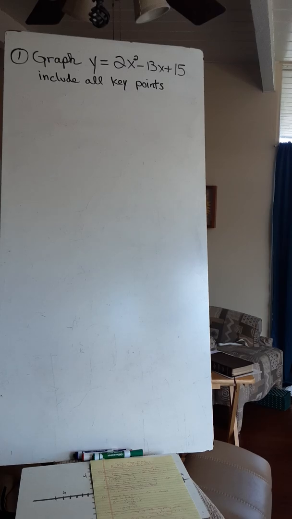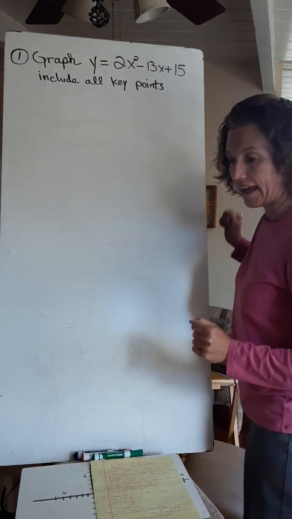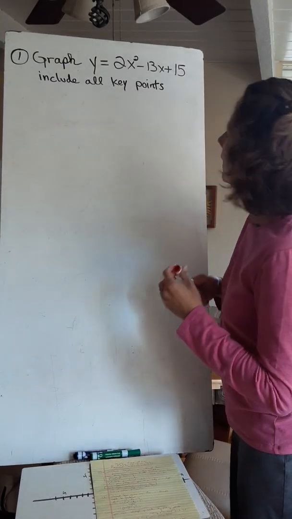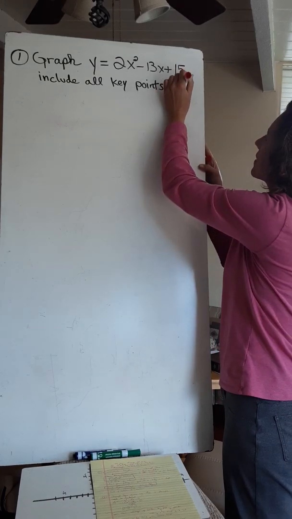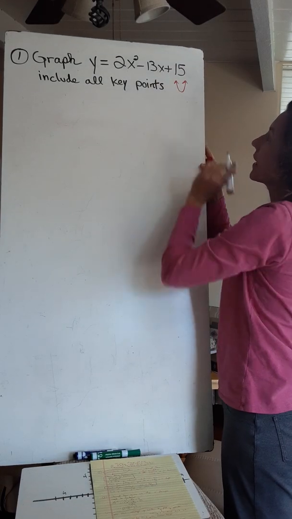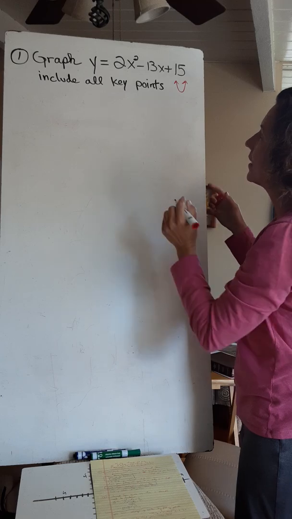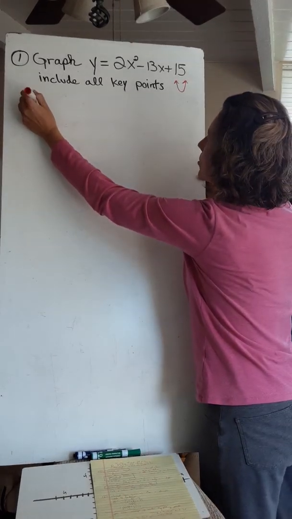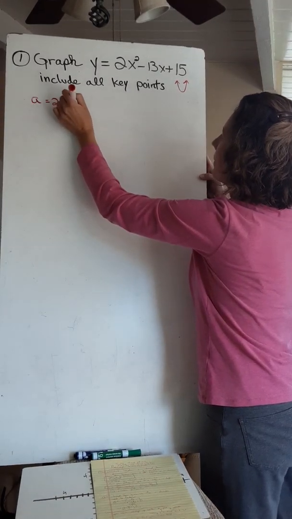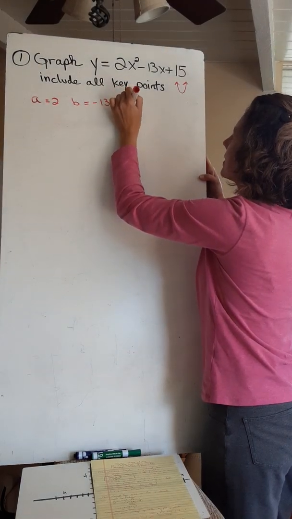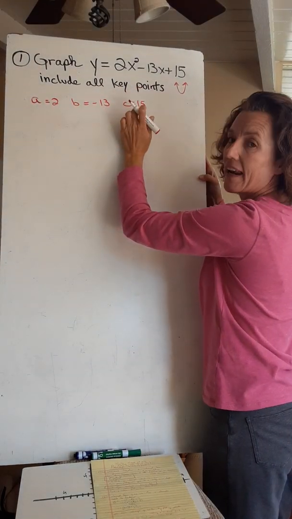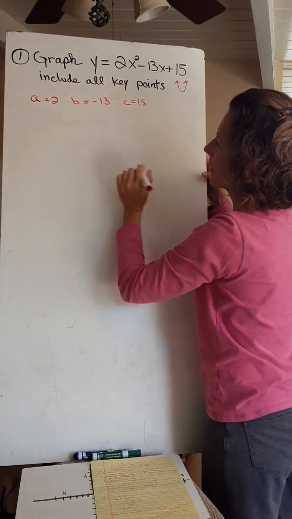Okay, example 2, we are going to graph this parabola again with all key points. We have a positive 2 for A, so we know this is going to open up. We're going to get a parabola like that. So A equals 2, B equals negative 13, C equals 15. And again, this is our y-intercept right here.